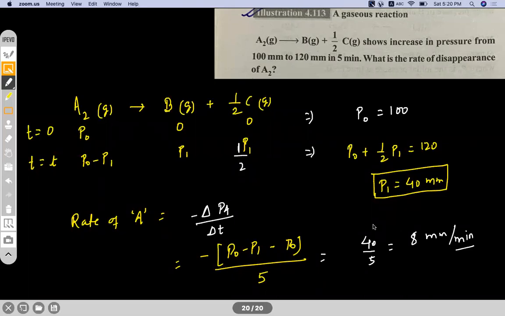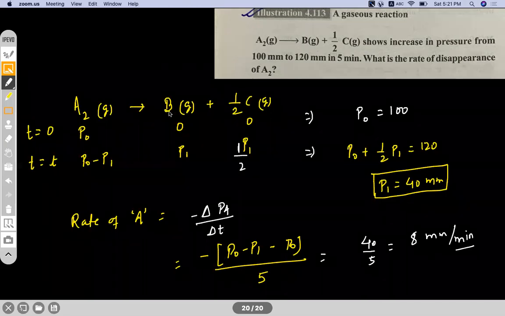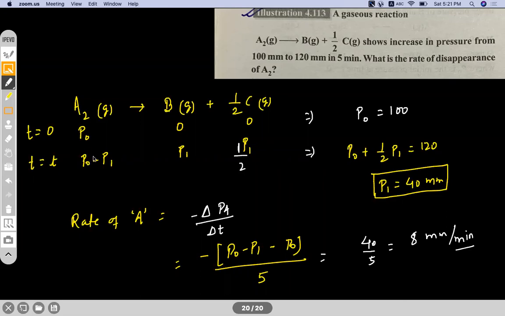So they're not asking for the rate at 5 minutes, sir. They're asking for average rate, not the rate at 5 minutes. Yeah, obviously, because if you need to find the rate at 5 minutes, then we need the pressure of A at this time, divided by this. Rate at that point does not make any sense. Rate means over a period of time, how the concentration or pressure is changing. So obviously here it is understood that the change that happens from 100 to 120, what is the rate of that change? That's the rate of disappearance.